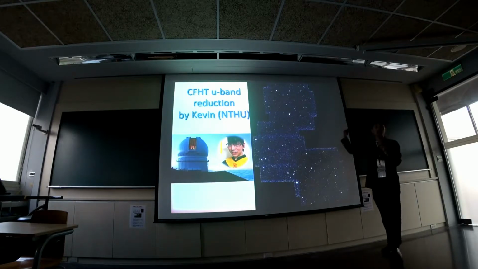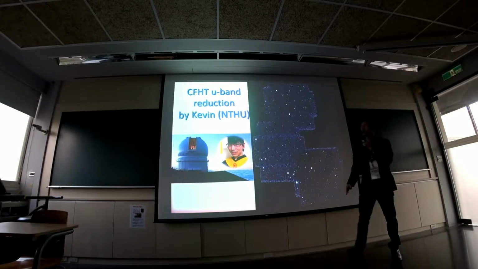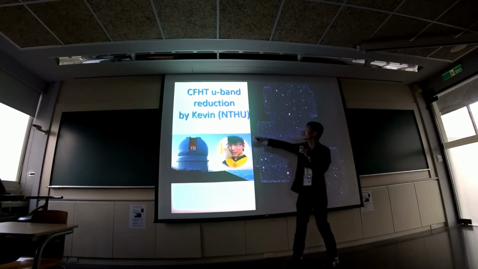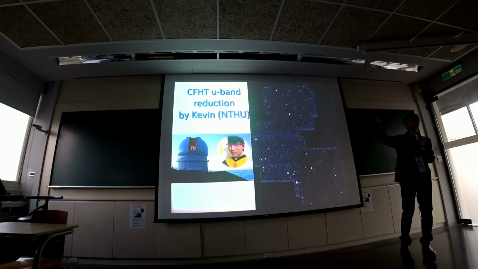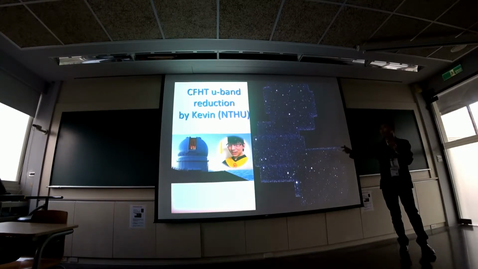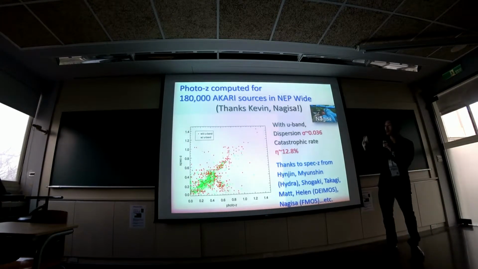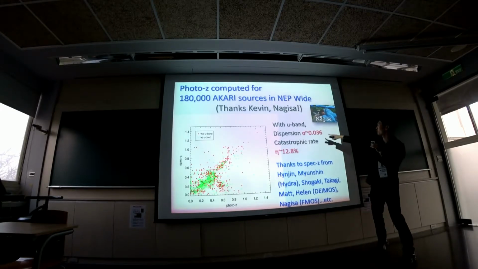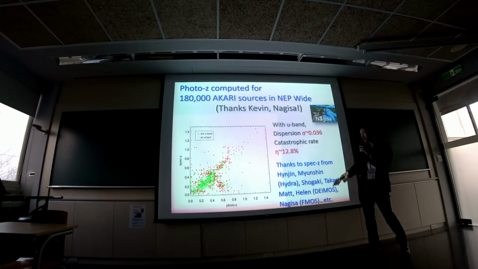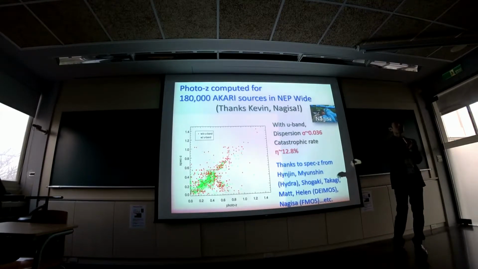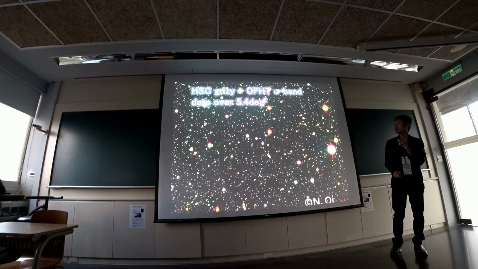Okay, and then the problem of HSC is it doesn't have U-band capability, but our graduate student at NTHU, Kevin, has reduced the CFHT U-band data. CFHT we have access to through Academia Sinica. Thank you. So now we can do photo-z, and then Nagisa calculated photo-z, and it's very accurate. The delta z over 1 plus z dispersion is 0.036. So now we have photo-z for all of the AKARI infrared sources. Okay, so now we're ready to do the science.